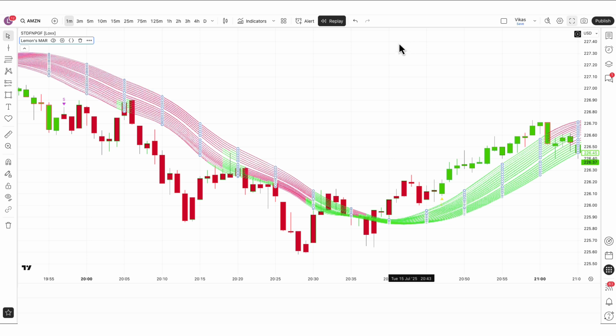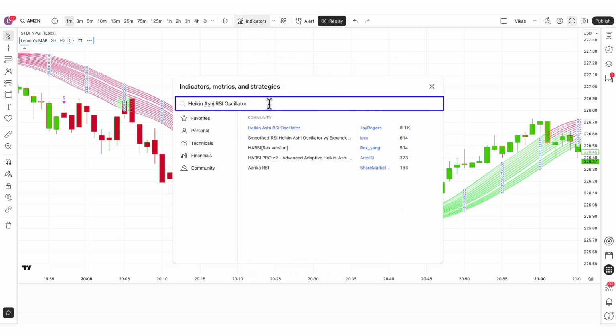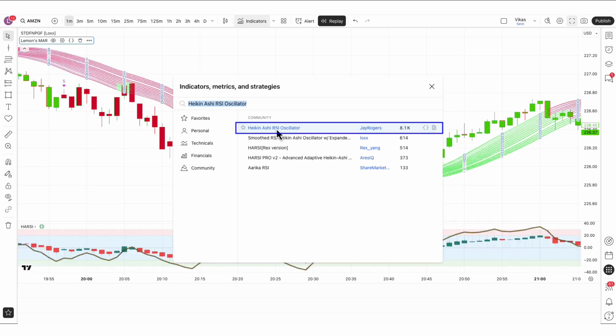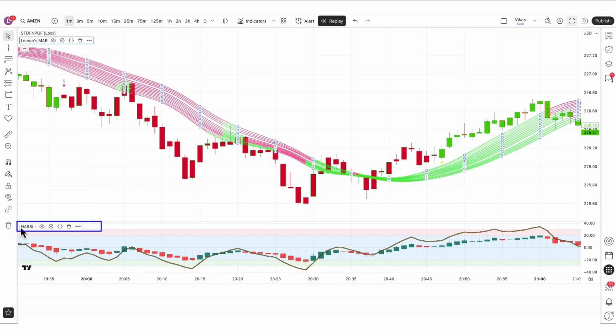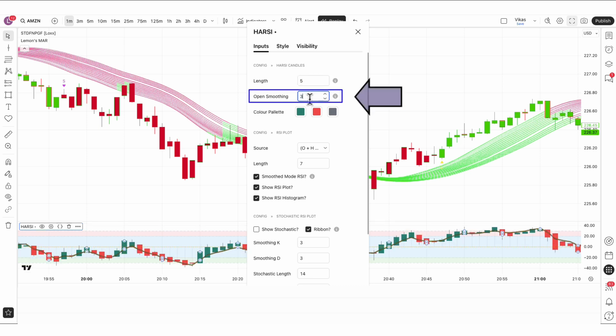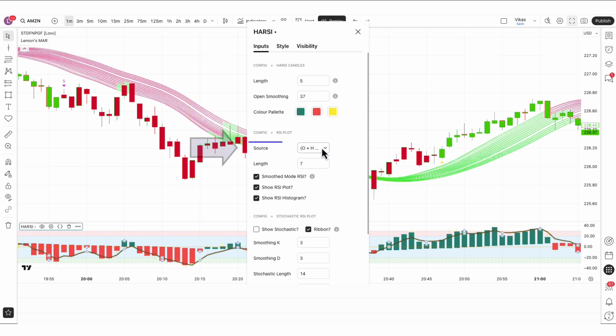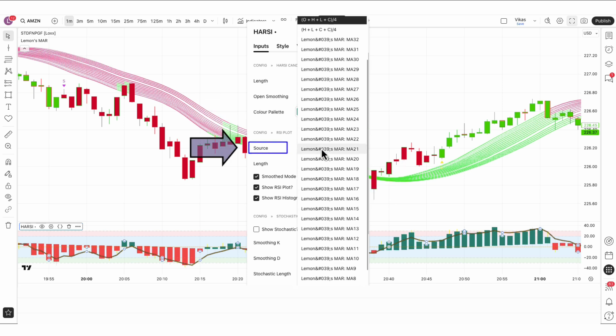After that, we have to apply another indicator on the chart. We will search the Heiken Ashi RSI indicator in the search box of Tradingview. After that, we have to click on the Heiken Ashi RSI option, in which we have to change some settings. We have to change this length option from 14 to 5. We have to change this smoothing option from 1 to 37. We have to change this palette color from gray to yellow. We have to change this source option from 0 HLC to STDF NPGF.